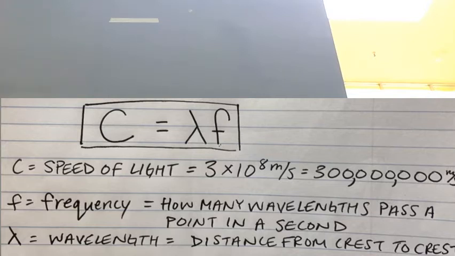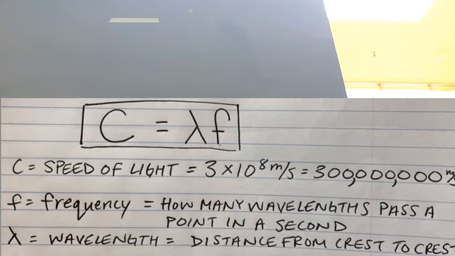Frequency is how many wavelengths pass a point in a second. So if you were to stand there and somehow count each wavelength as it passed you from crest to crest, that would be the frequency. And lambda, that upside down Y, is our symbol for wavelength. And that's the distance from crest to crest.